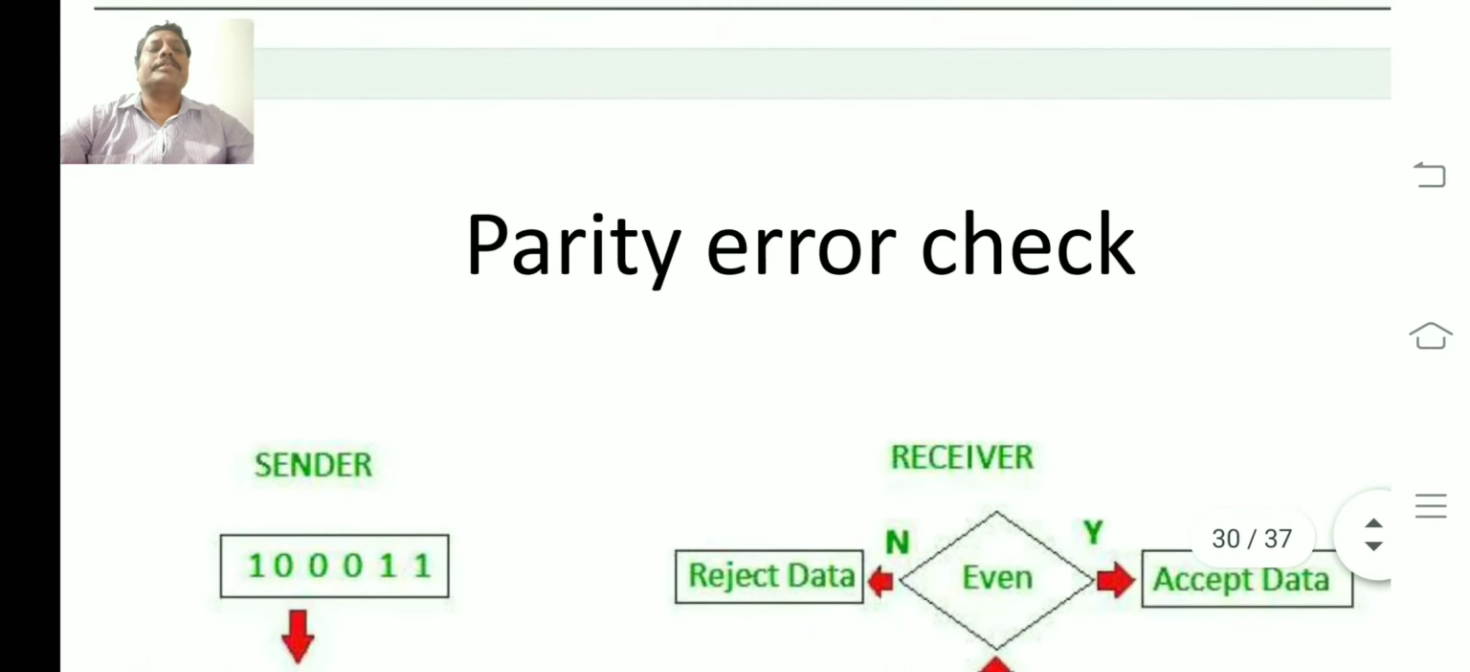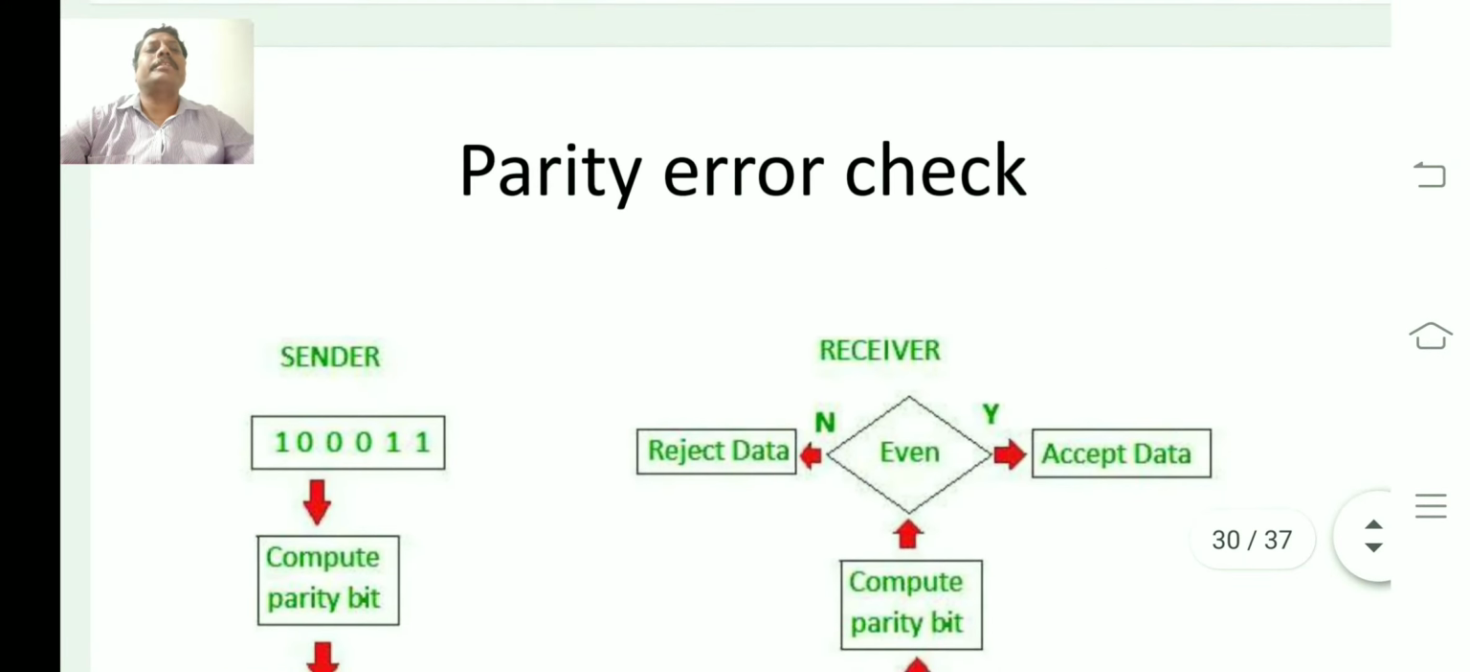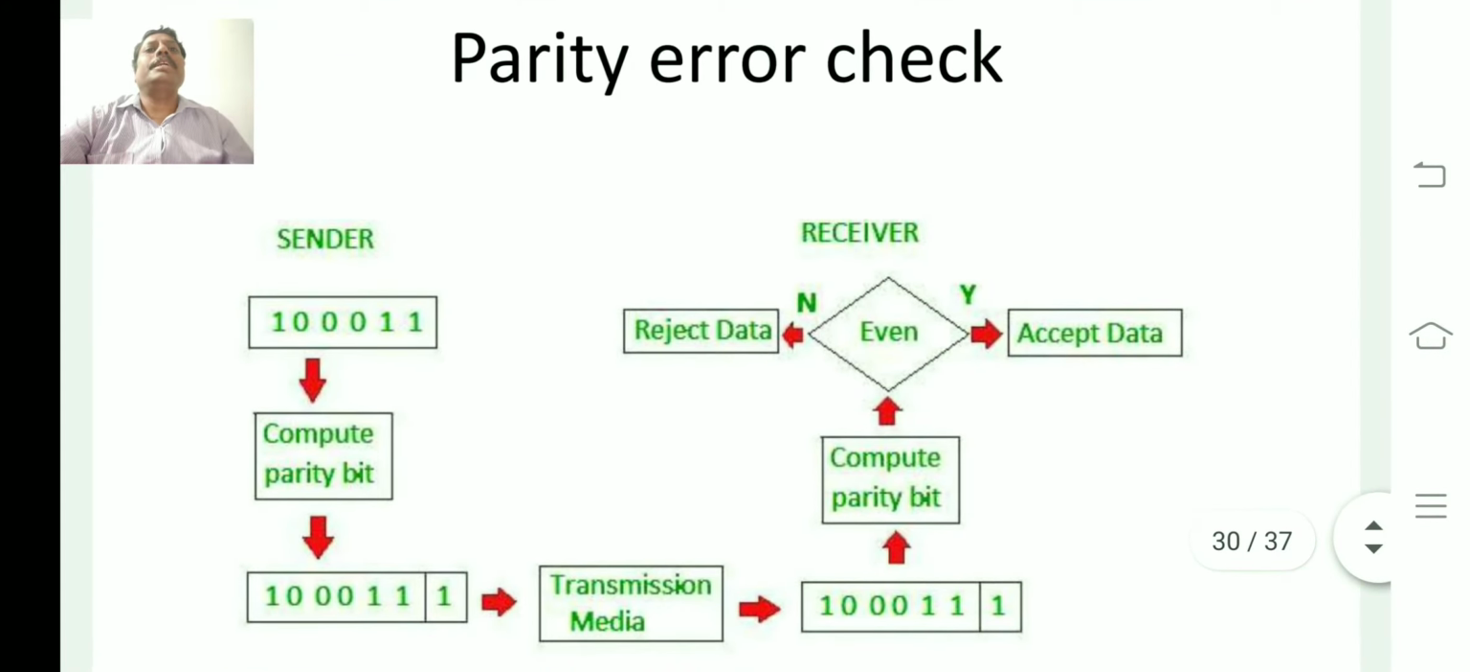Parity error check. In this parity error check, first we see the number of ones in the data. There are two types of parity error checking methods. One is even parity, another one is odd parity. Here, as an example, we have considered even parity. It means that we need to count the number of ones in the data and add the parity bit so that the number of ones including the parity bit becomes even. So, it is called even parity bit.